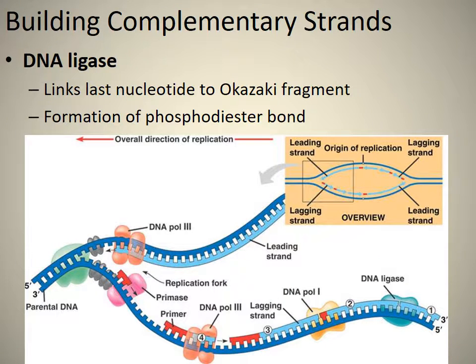Once the gaps have been filled in, thanks to DNA polymerase 1, we see a ligase here that will build the phosphodiester bond, or the backbone. It will put the Okazaki fragments together. And this is the last step in terms of forming the complementary strand on the lagging strand.